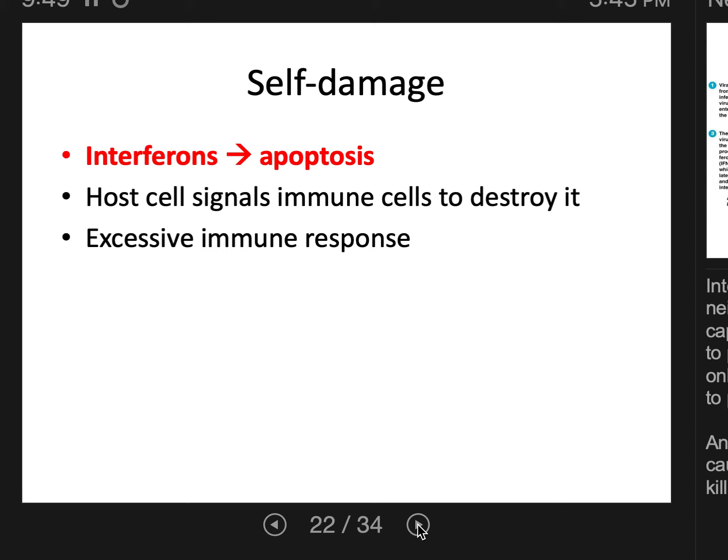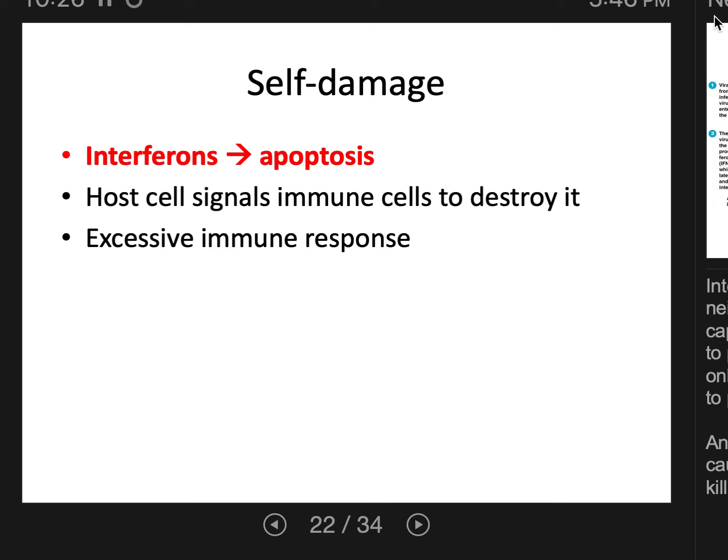Self-damage. All right, so self-damage is when your own immune system is causing damage to your body. And we have a few examples of this. Interferons are where we'll start. Interferons are specifically your response to virus infection. So when you have a virus, your cells release interferons. Interferons inhibit RNA and protein synthesis inside the host cell and all the neighboring cells so that the virus can't use the cell to produce its own capsid and enzymes anymore.